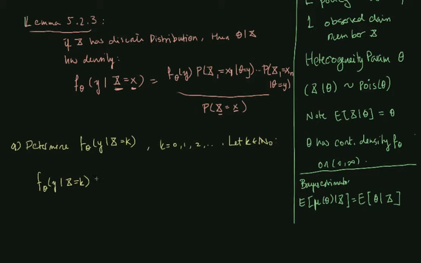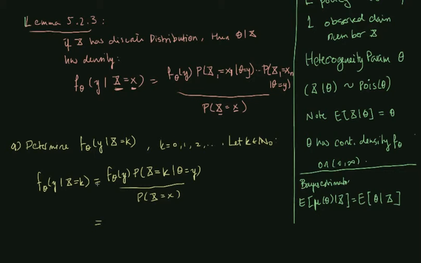Then this conditional density, using the formula, is given by f theta of y multiplied by the probability that x is equal to k, where k is just the one data point that we have, given that theta is equal to y, divided by the probability that x is equal to k. Again, we have only one observed claim number, x. So this turns into something rather simple.